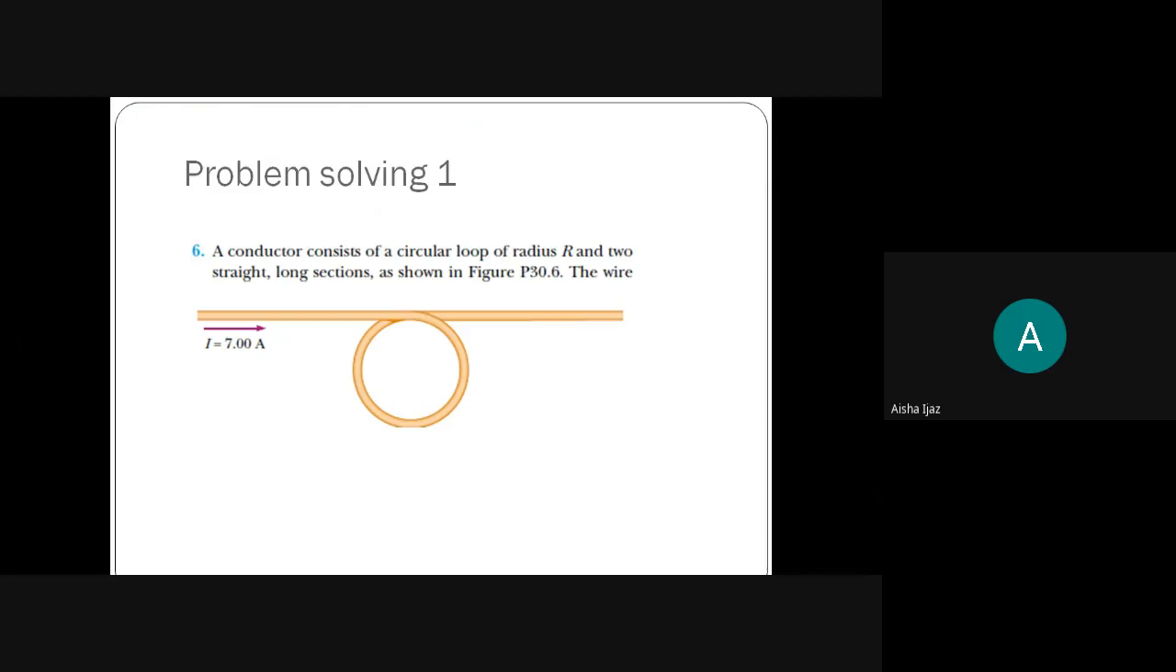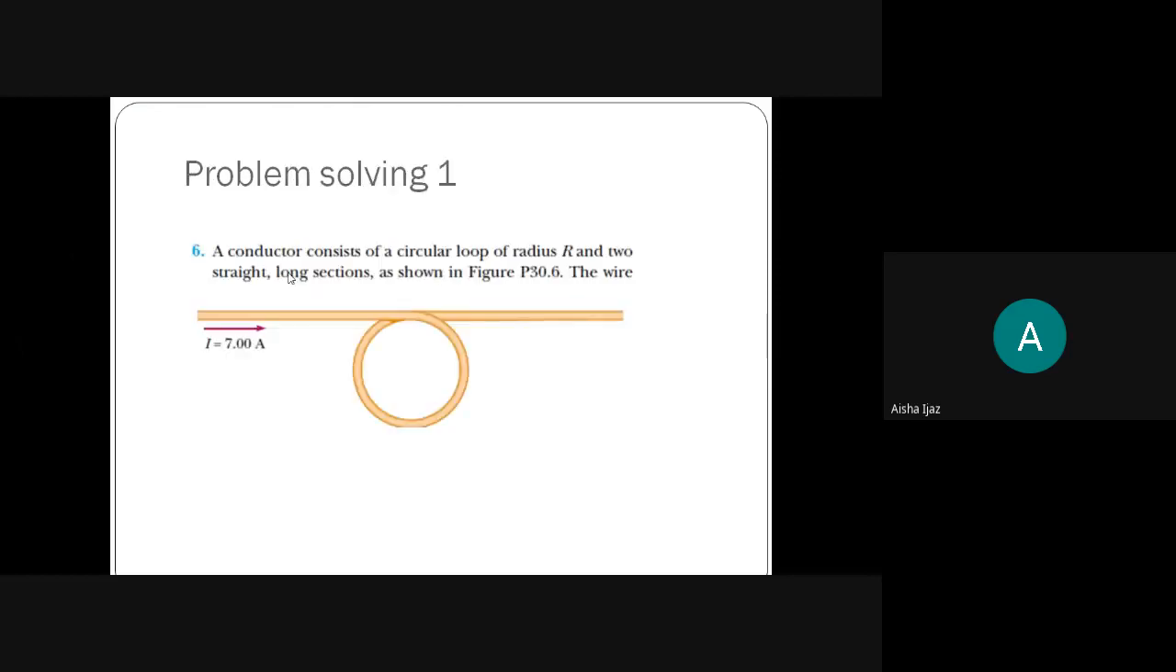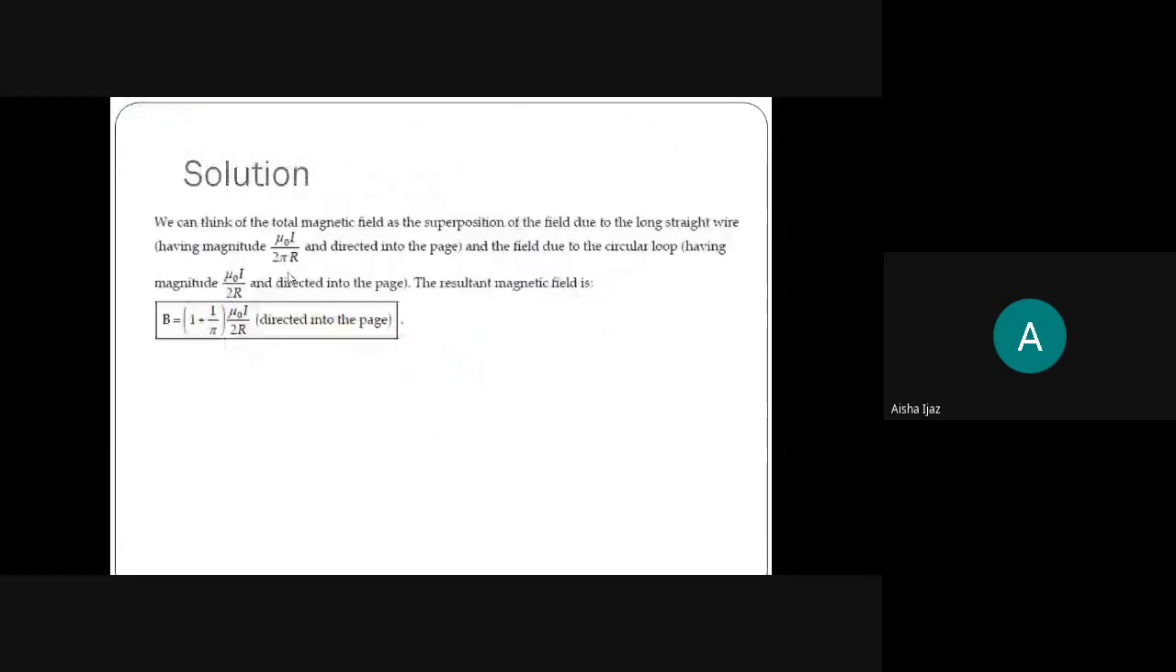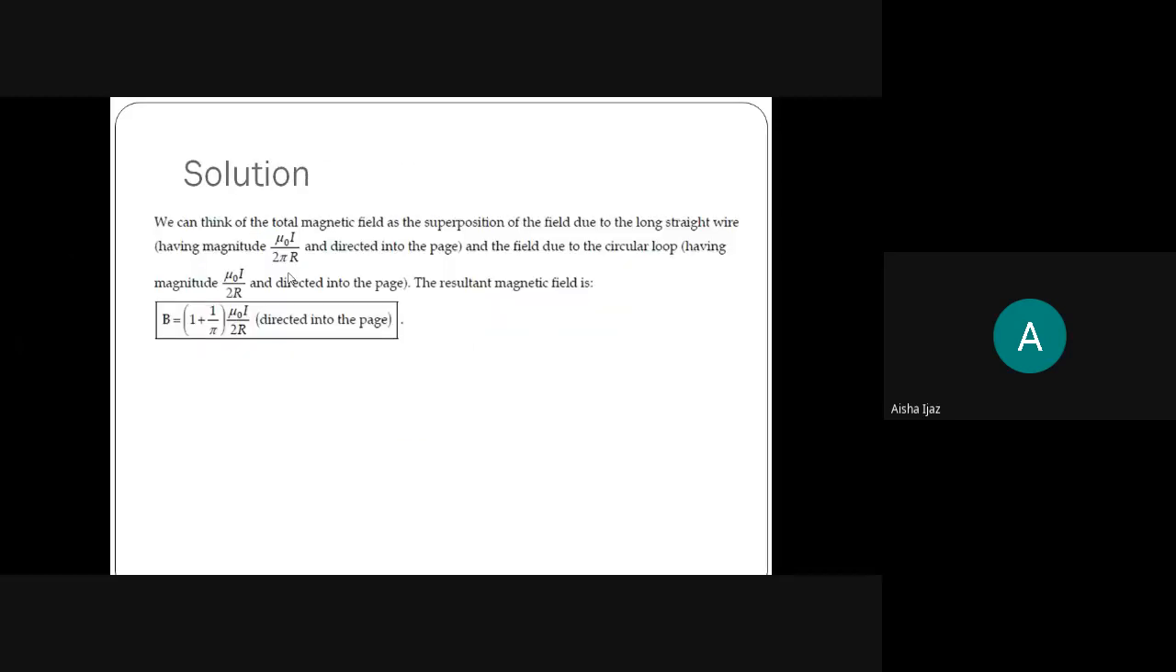So we can think of the total magnetic field as the superposition of the field due to the long straight wire, which is mu naught I over 2 pi r. You will just use it. And for the circular loop, it will be just mu naught I over 2r, because we have just done this formula: mu naught I over 2r for the circle and mu naught I over 2 pi r for the wire. So according to that, the point is actually at the center, I guess. So you can just find the magnetic field by this.